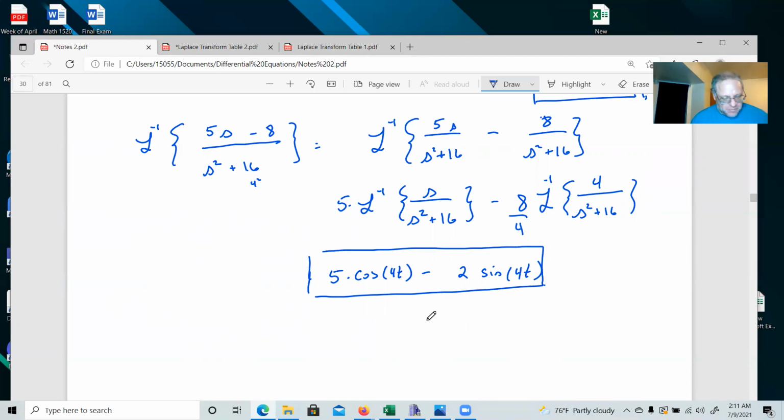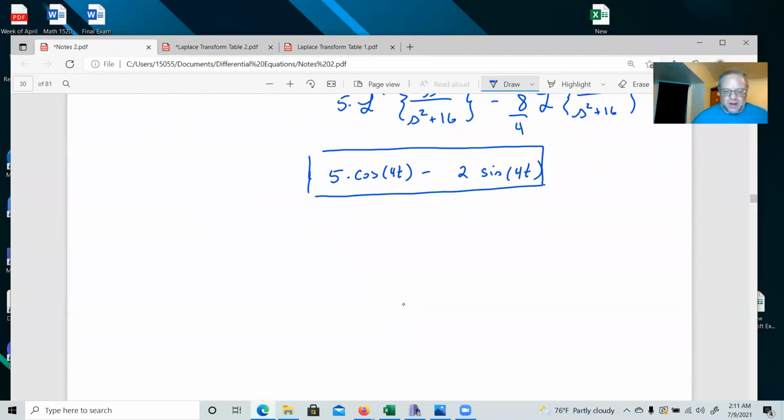Okay, so again, that's pretty tame. That's pretty nice. If they were all this nice, it'd be a lot easier. So here's where it's going to get a little bit more complicated.